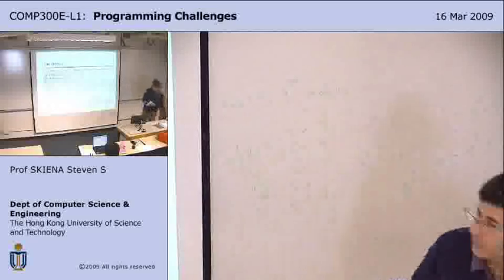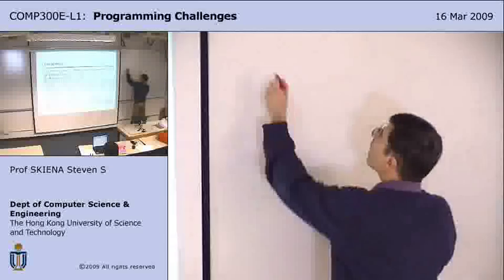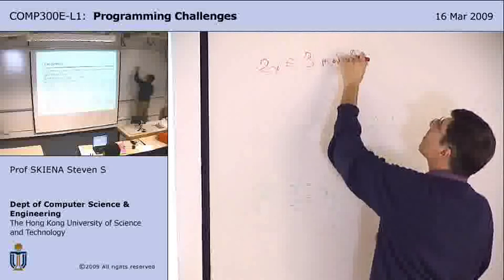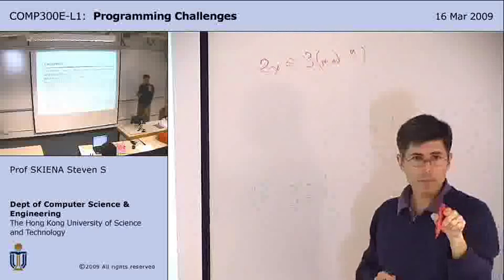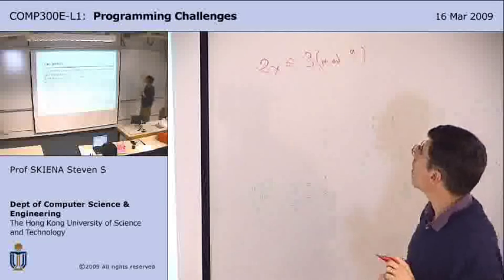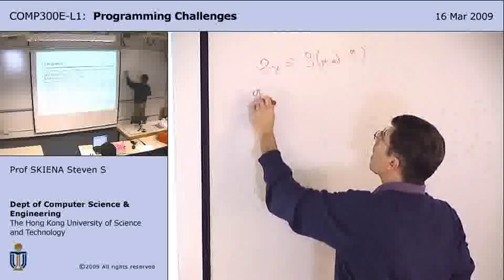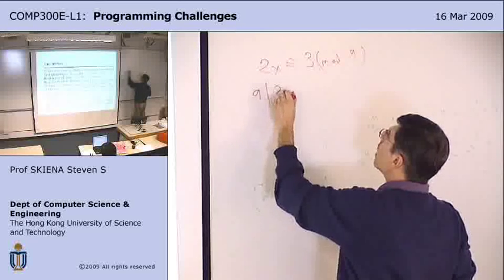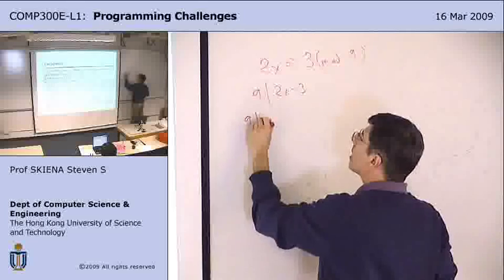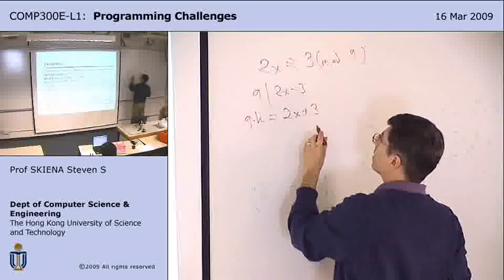What are the integers that satisfy the other congruence I list here? What values of x are congruent to 3 mod 9? How would we reason this? How do we write this thing out? We really want to know, if we talk about these integers, how do we describe them? That means that 9 divides 2x minus 3, right? That means that there exists some k, 9 times k, that is going to be equal to 2x minus 3.